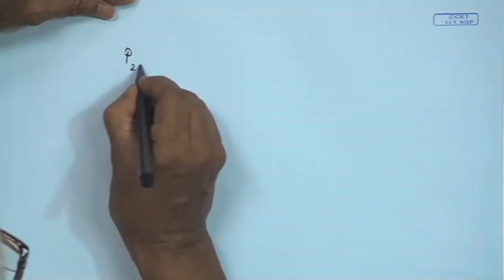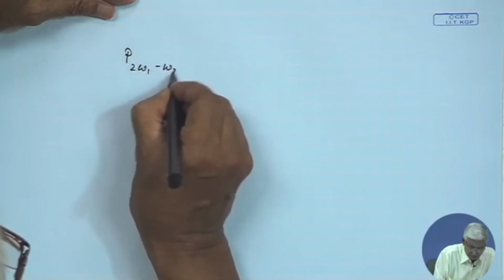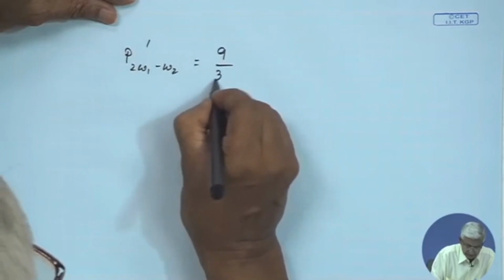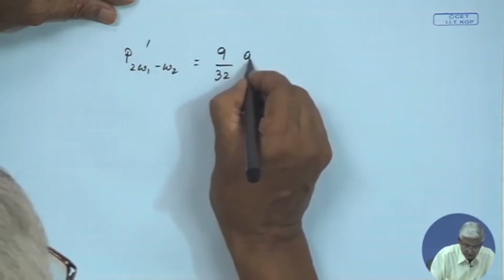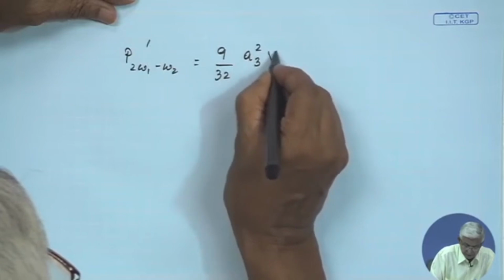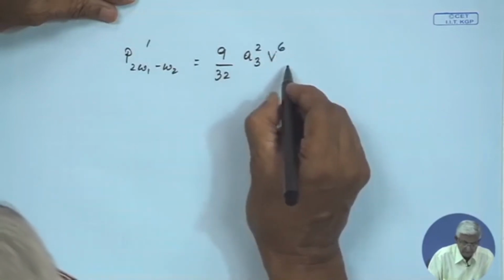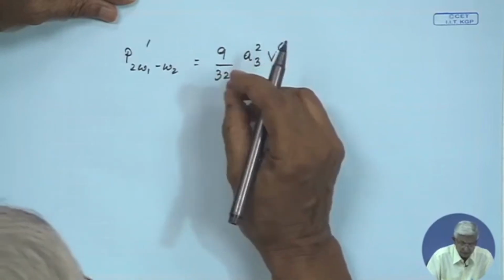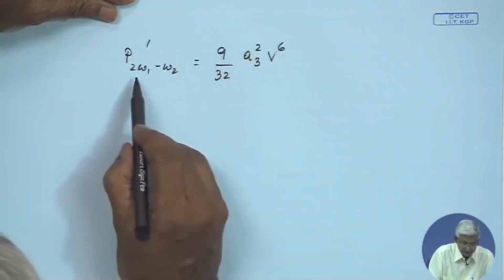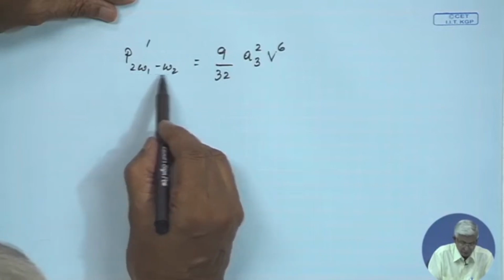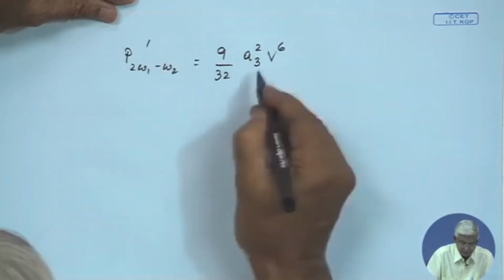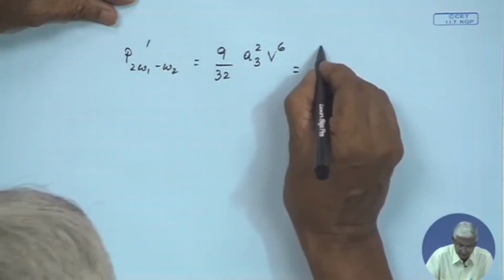So, we can write that P 2 omega 1 minus omega 2 prime is 9 by 32, we have come across this, A3 square V to the power 6. Now, this whole thing can be rewritten so that we get a relation between P 2 omega 1 minus omega 2 in terms of P omega 1 and OIP3. I will write that relation.